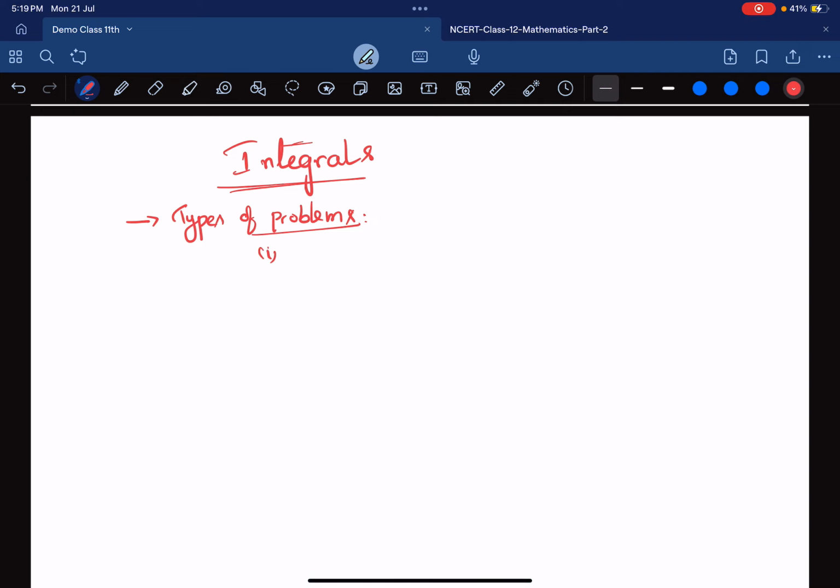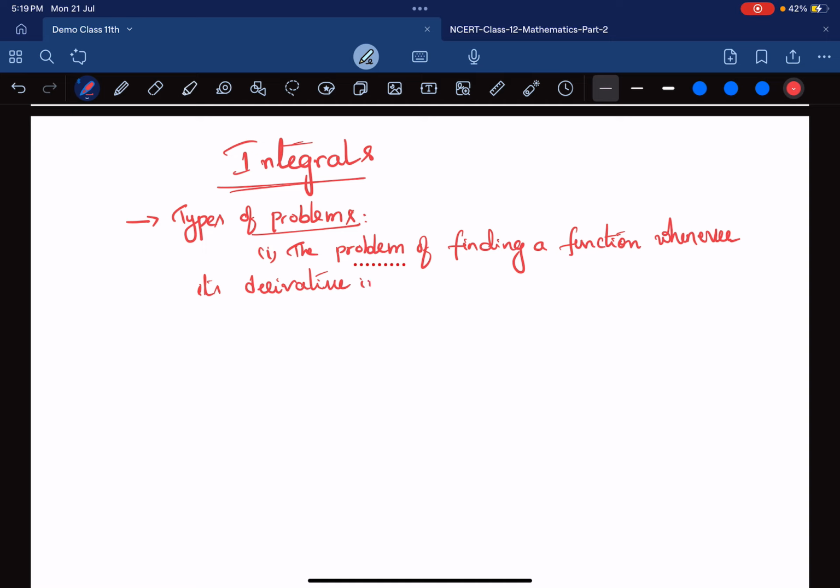The first is the problem of finding a function whenever its derivative is given, that is, to find the real function for the given derivative function.